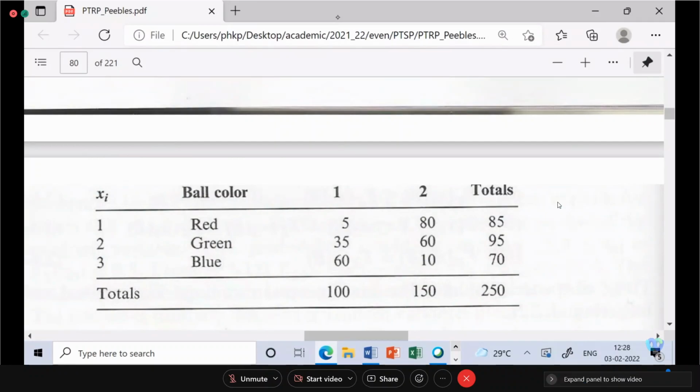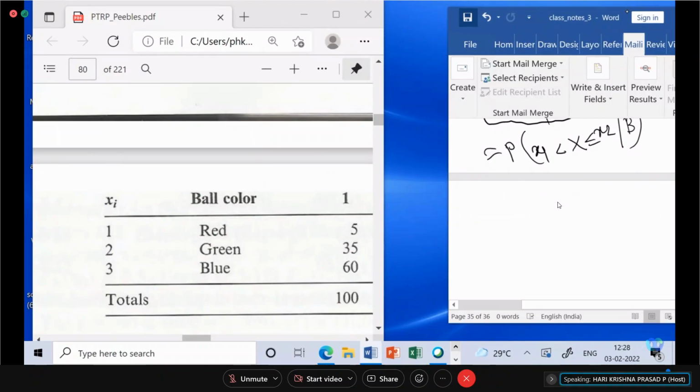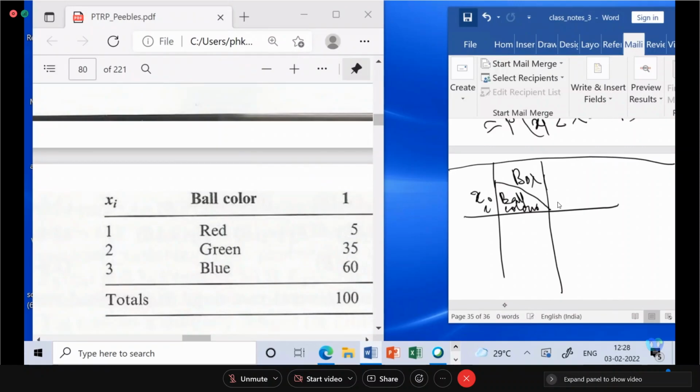Then how to distinguish the selection of box? Okay, there is little detail missing in this table. What I thought was, if the table had been like this, what is ball color? Box. If the table had been like this, I thought it would be nice. Just you also think, and whatever is convenient, please follow that. Okay.